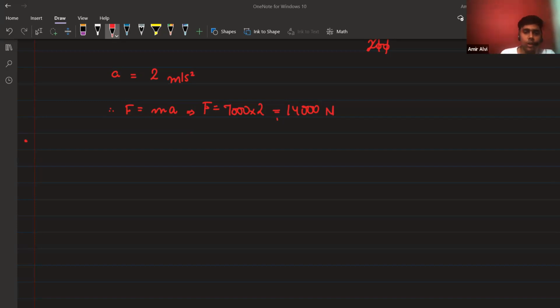Okay, so let's write down the third law of motion. Okay, so the third law of motion says that the normal thing basically. Okay, so let's take an example first.